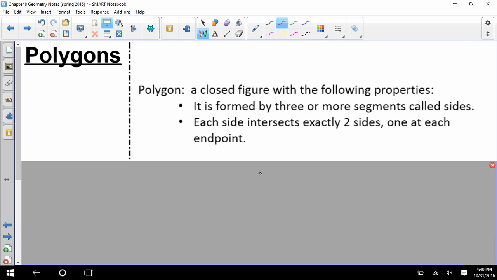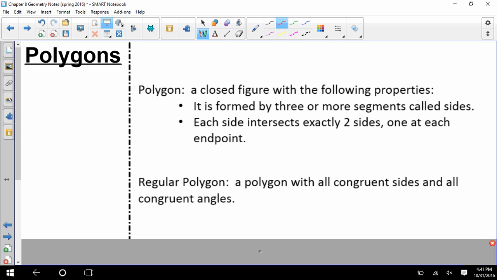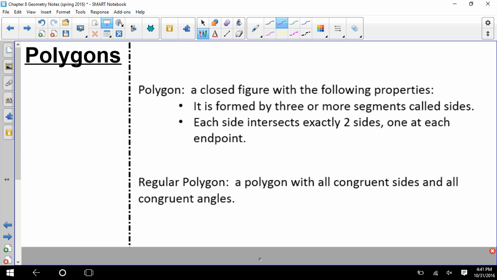All right, next is a regular polygon. So our next term is regular polygon. And a regular polygon is a polygon with all congruent sides and all congruent angles. So an example that we've already seen before is an equilateral triangle, because remember that means all 3 sides are congruent and all 3 angles were congruent. So an equilateral triangle is a regular polygon.